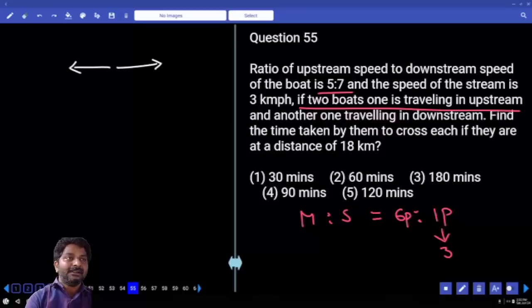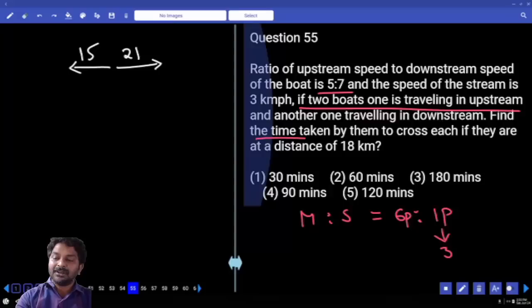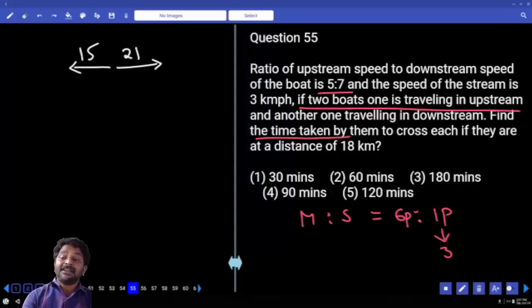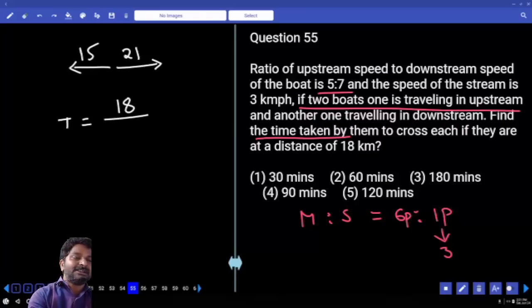One is in upstream, the other is in downstream, correct? Upstream speed, 5 parts, 5 threes, 15. The other one is downstream. Downstream speed, 7 parts, 7 threes, 21. Now, the question is, find the time taken by them to cross each other if they are at a distance of 18 kilometers. Time is distance by speed. Distance between them is 18 kilometers.